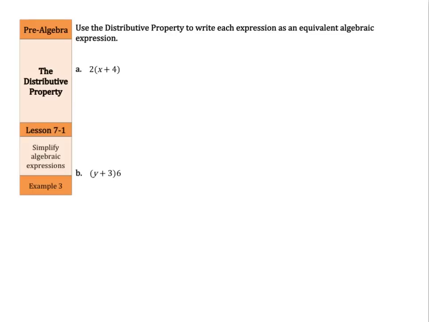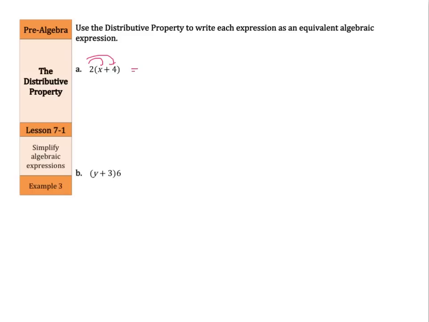Our third example now: use the distributive property to write each expression as an equivalent algebraic expression. Notice the first examples were numerical expressions with just numbers. Now we have algebraic expressions, and we're going to solve these pretty much the same. We can take our 2 and distribute it to our x and our 4.